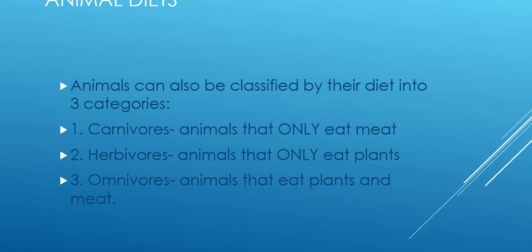So animals can also be classified by their diets into three categories. So we have carnivores, which are animals that only eat meat, herbivores, which are animals that only eat plants, and omnivores, which are animals that eat plants and meat. They eat everything. So remember that as well. Carnivores eat meat, herbivores eat plants, and omnivores eat everything.